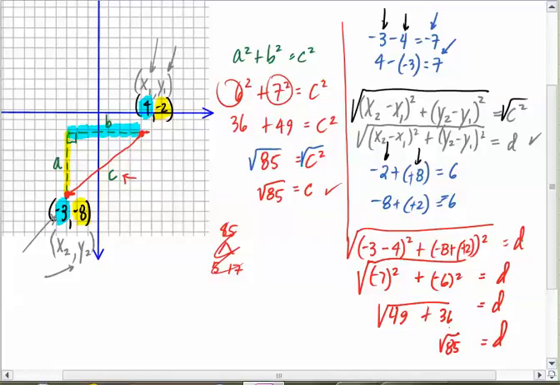Okay, so again, for this version here, we would not need a picture at all. We would just need to be able to label our points carefully.